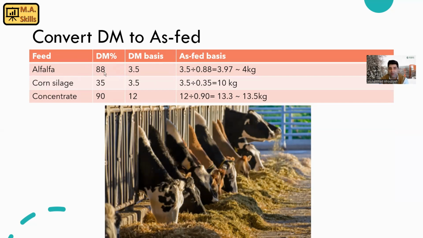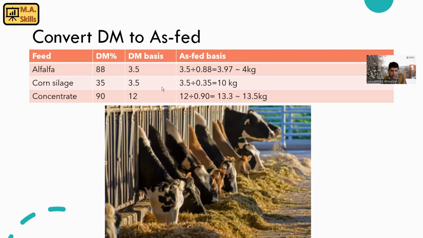For example, alfalfa has 88% dry matter. So I'm going to feed 3.5 kilos alfalfa based on dry matter, but in reality, my alfalfa at the farm has moisture in it, 12% moisture. I need to account for that. So 3.5 divided by 0.88, or 88% dry matter, is going to give me 3.97. You can just round it to 4 kilos. So you're going to feed 4 kilos alfalfa to your cows.